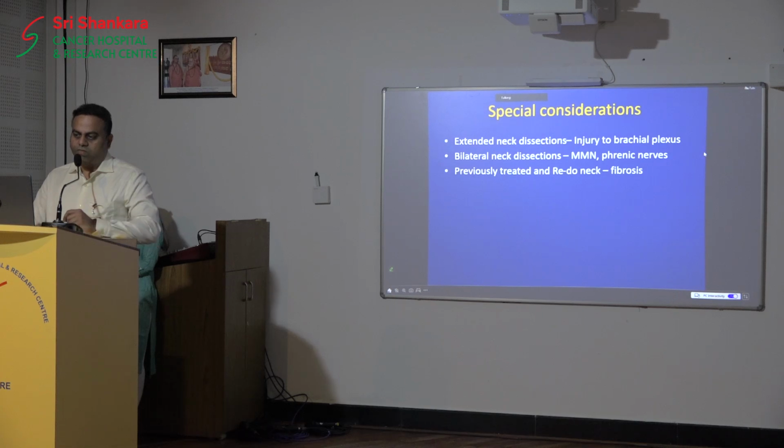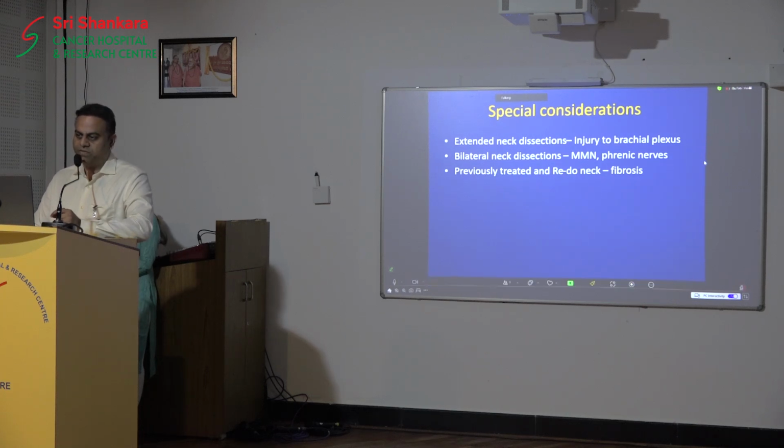There are certain special situations we face when doing extended neck dissections. There is a chance of injury to the brachial plexus when dealing with N3B nodes and level 5. Though it lies very deep to the scalenus anterior and scalenus medius muscles, we need to keep this in mind. Especially in bilateral neck dissection, when you damage both marginal mandibular nerves, the patient will definitely have a functional component and drooling. And when the phrenic nerve is damaged bilaterally, which is extremely rare, this needs to be taken into consideration when you're planning any bilateral neck dissection.